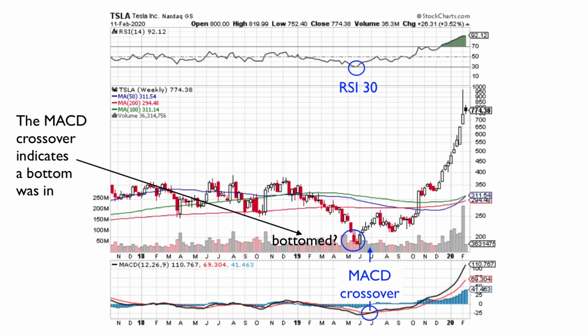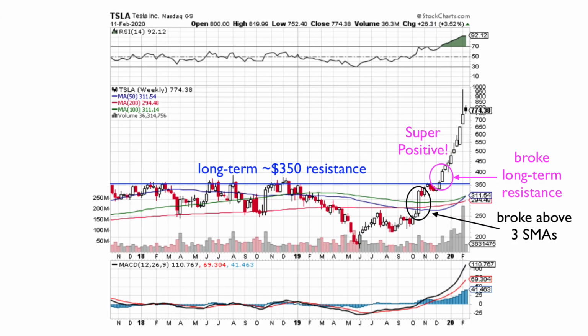You can see the RSI hitting 30, the stock bouncing from a bottom and later confirmed by the MACD, black line crossing above the red. And when it had that long bar that broke above the 3 SMAs, it was a positive signal. And it was super duper positive technically when Tesla broke above the $350 long-term resistance and the stock almost tripled from there to over $900, creating a short-term bubble.